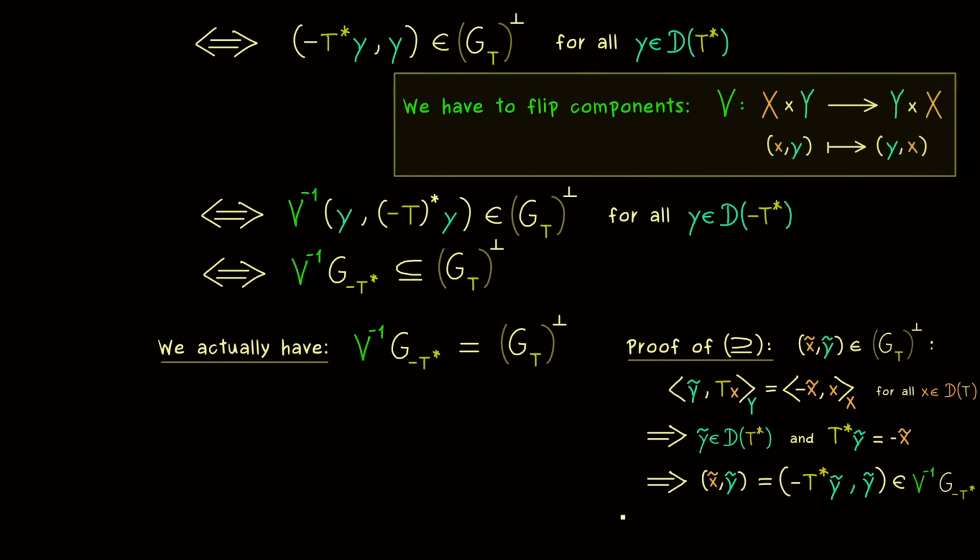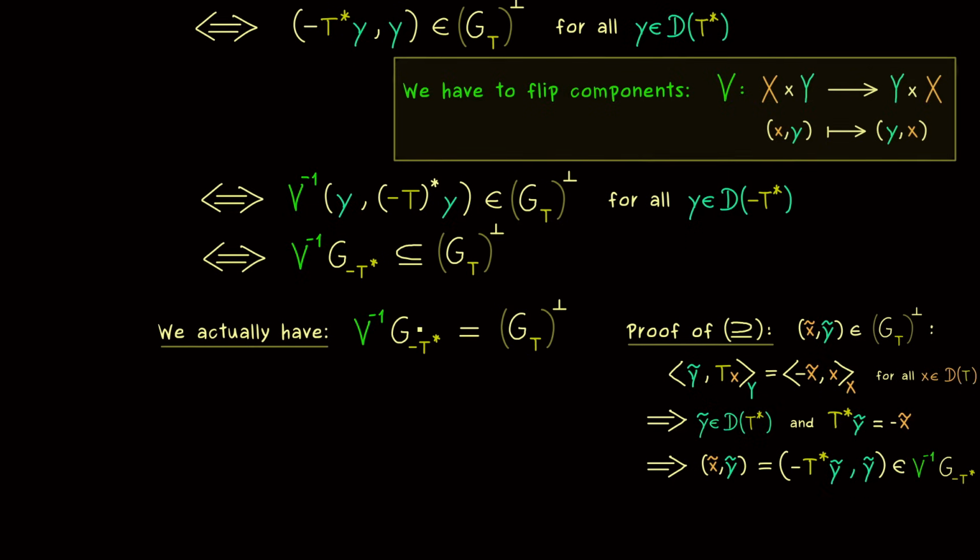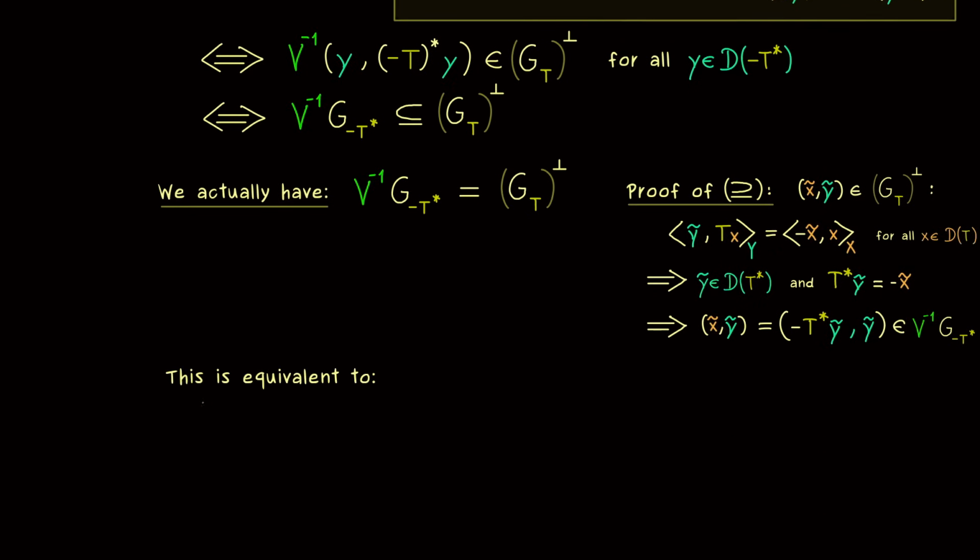Okay, so this is really nice, because now we have this identity for the two graphs. And this immediately tells us something for the graph of the adjoint of T. Namely, the graph of the adjoint is just V times the orthogonal complement of the graph of minus T. And since we know from the Hilbert space theory that orthogonal complements are always closed, we can also conclude that T star is a closed operator. Which means now we have proven one of the claims in the theorem.